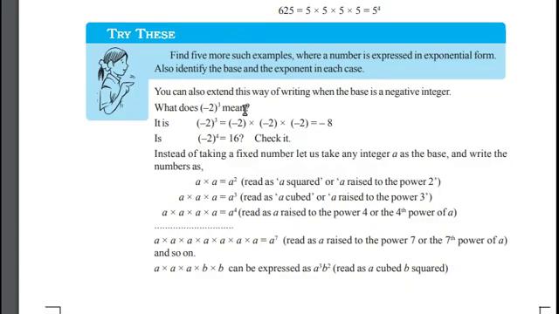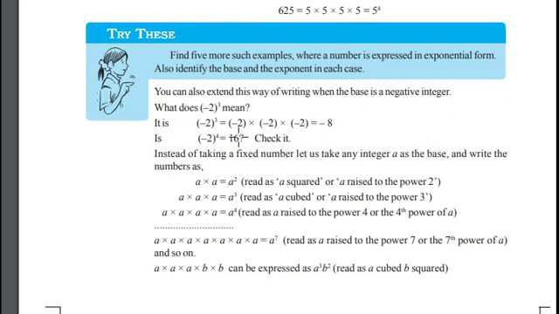We can also extend this method of writing when the base is a negative integer. Here we can see the base is a negative integer, minus 2, and the exponent is 3. Minus 2 is repeated 3 times. Minus 2 times minus 2 is equal to plus 4, plus 4 times minus 2 is equal to minus 8.